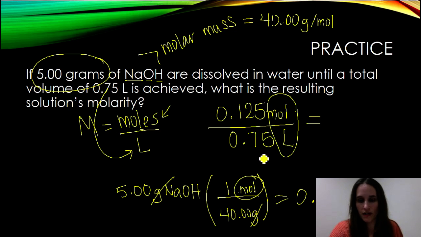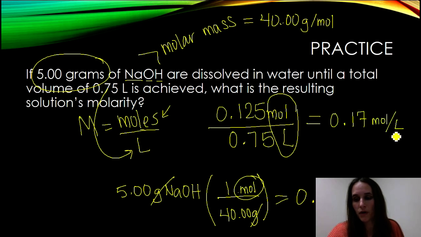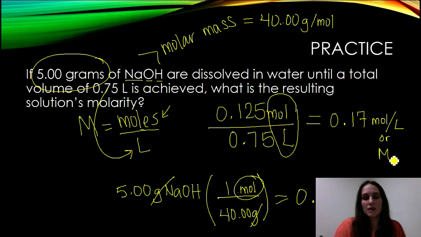And I'm going to have 2 sig figs. Remember, leading zeros are not significant. I end up with 0.17 moles per liter, or capital M. And you don't have to do both. I just like to specify that you can do either, but you can't mix them together. So this is a fairly low concentration of sodium hydroxide. Not a lot in that, but that's almost a whole liter. Think of your beakers, that a whole liter, and we're only dissolving 5 grams in there.